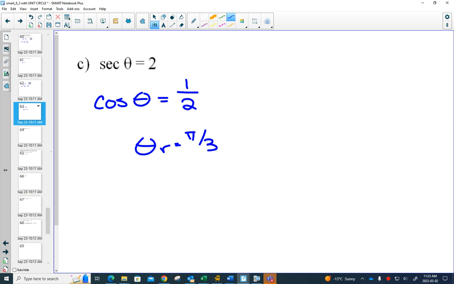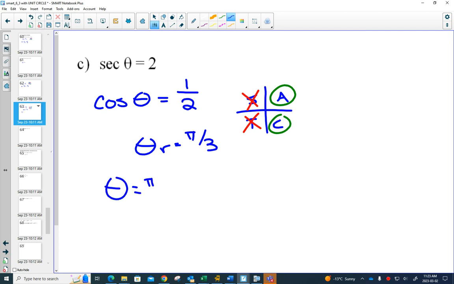And then according to your CAST rule, cosine is positive, so it can't be those ones. It has to be in quadrant 1 and quadrant 4. Pi over 3 in quadrant 1 is pi over 3, pi over 3 in quadrant 4 is 5 pi over 3. Try the next one on your own. I'll put up the answer in a second.